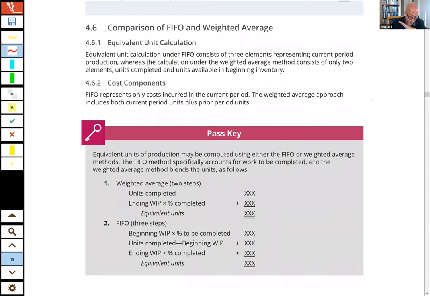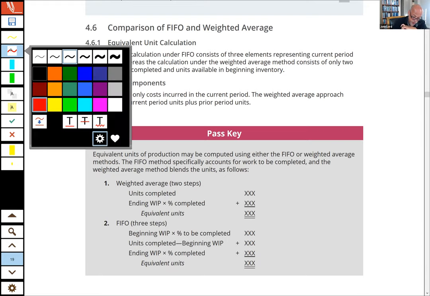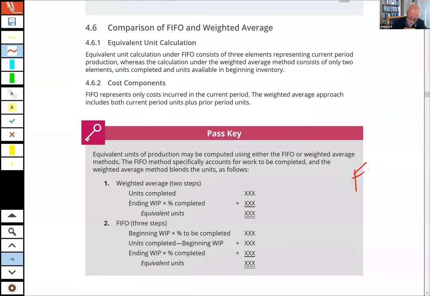Okay. Now that's the denominator. And I do want you to go ahead and flashcard this. Okay, because notice they're telling us weighted average units completed, and then the percent that's in the ending work in process, with the FIFO beginning work in process times the percent to be completed.